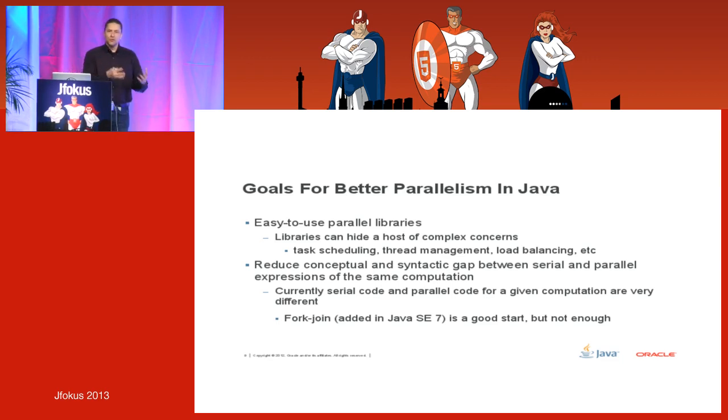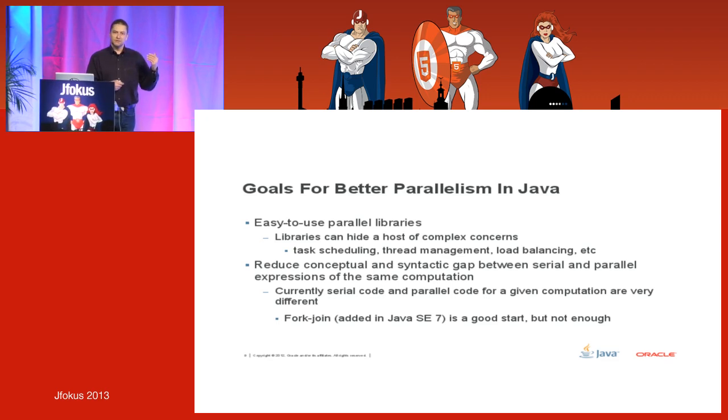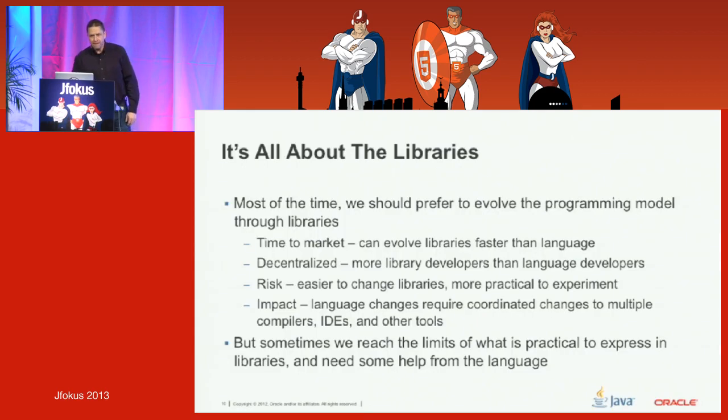So the fork join framework was a good place to start. It really helped in terms of moving that complexity away from you, the developer, into the library. But we need more. We need more capabilities to enable us to write this parallel code. Now, primarily, what we're doing here is we want to talk about using libraries to do this, because this gives us a number of advantages.